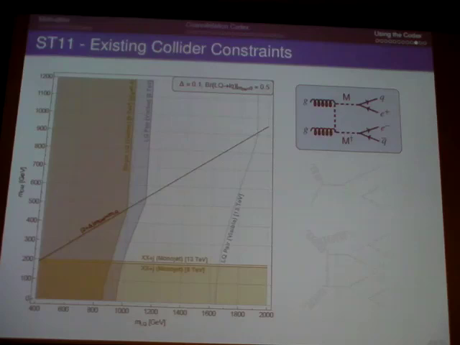Okay, so there were searches for leptoquarks, and this is where you pair produce a particle that will go to a quark and a lepton. Using that search, we put constraints on our model, which is this blue curve here.